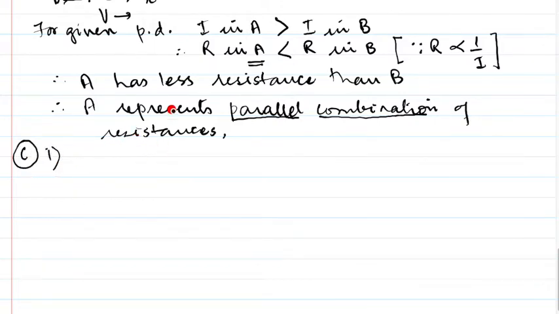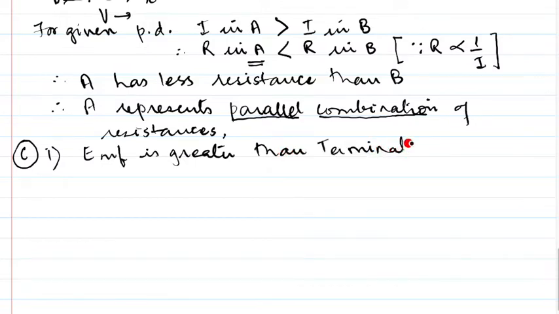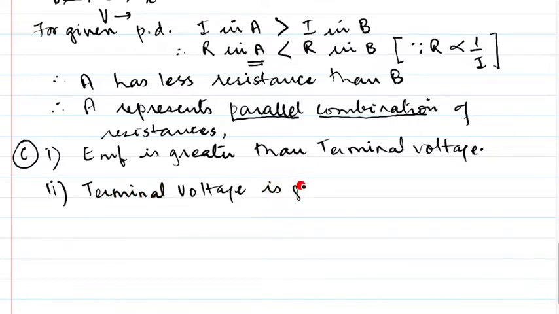We come to question number 2C. The first one, state which of EMF and terminal voltage is greater when a cell is connected in a closed circuit. Now in a closed circuit, we will have EMF is greater than terminal voltage. Second part, state which of EMF and terminal voltage is greater when a cell is being charged. When the cell is charged, your terminal voltage is greater than EMF.